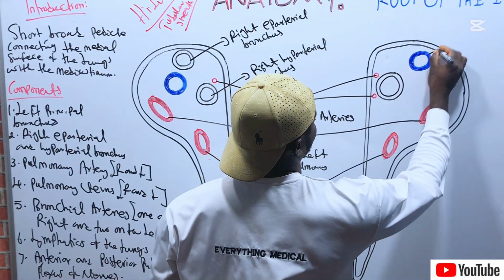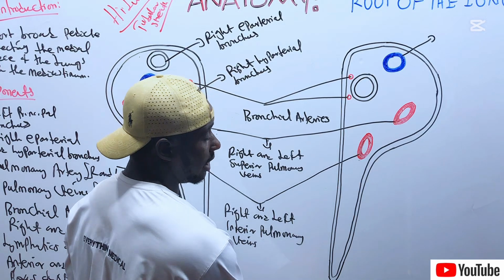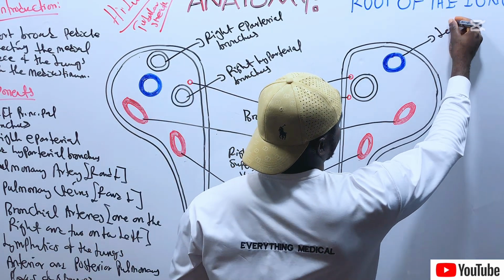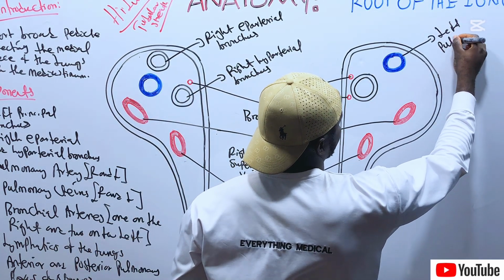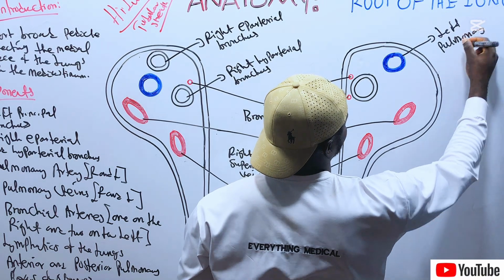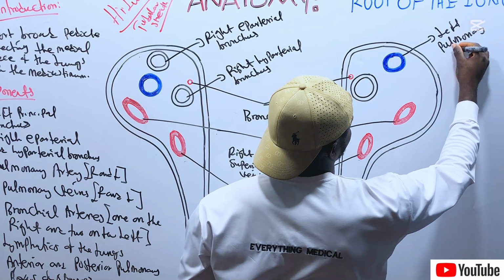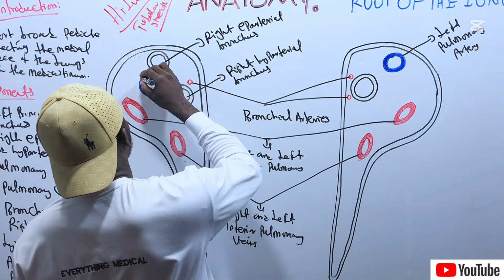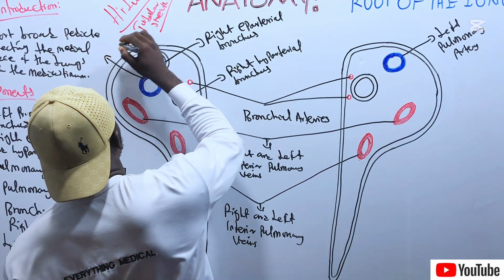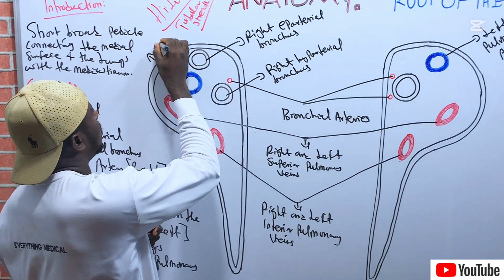Okay, this is our pulmonary artery. That is the left pulmonary artery. This is our right pulmonary artery.